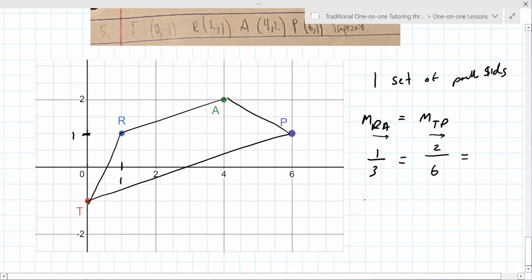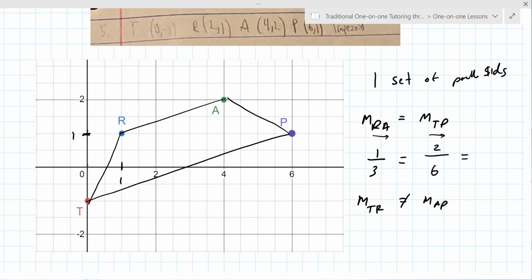You also need to prove that the slope from T to R does not equal the slope from A to P. So notice how I mentioned you need to find the slope between everything. You don't get out of calculating the slope. So it's good practice to find the slope and the distance between everything in these problems. Okay.